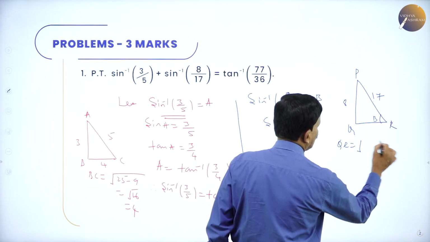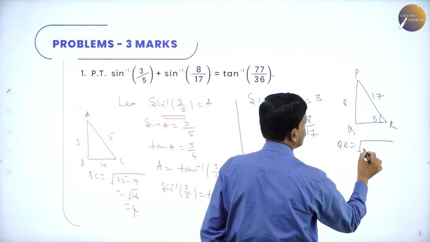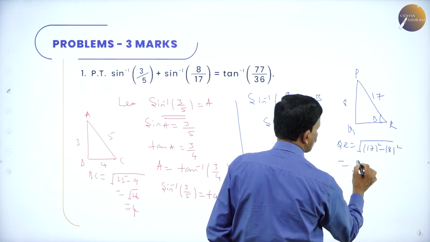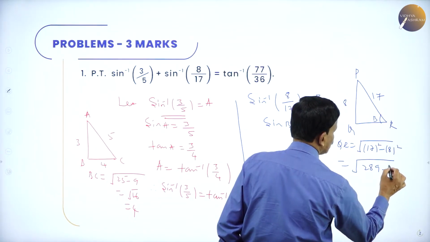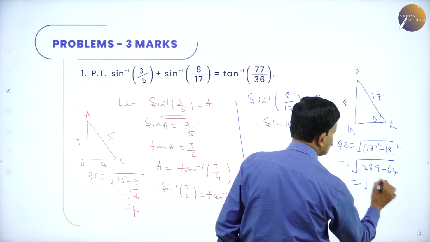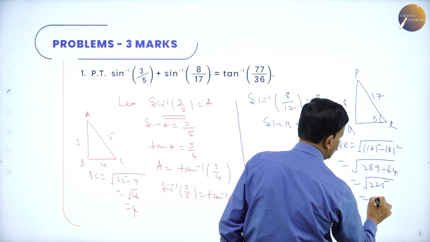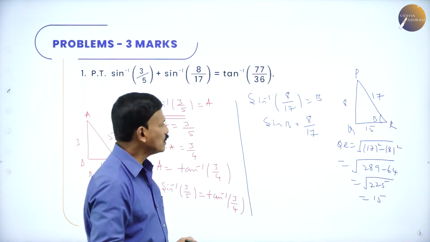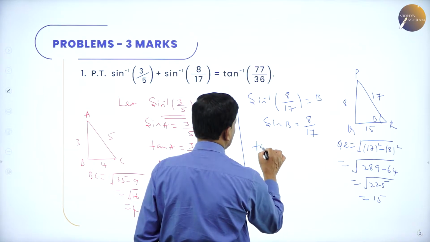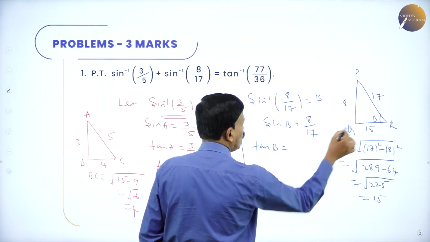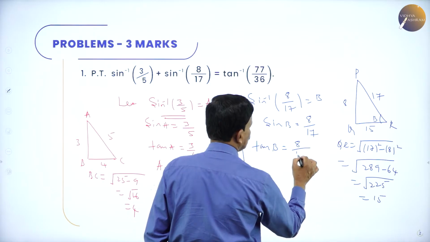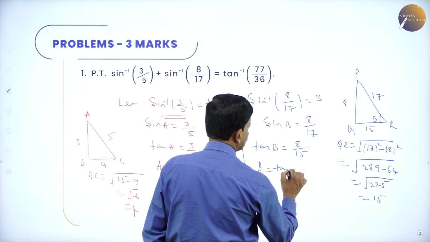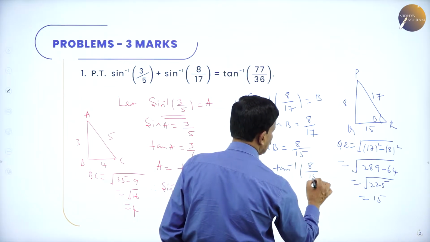QR is equal to root of 17 square minus 8 square. 17 square is 289, minus 8 eights are 64. This is 225, that is nothing but 15. So QR is equal to 15. Now find out the value of tan B. What is tan B from the figure? Opposite by adjacent, that is 8 by 15. So B is equal to tan inverse of 8 by 15.